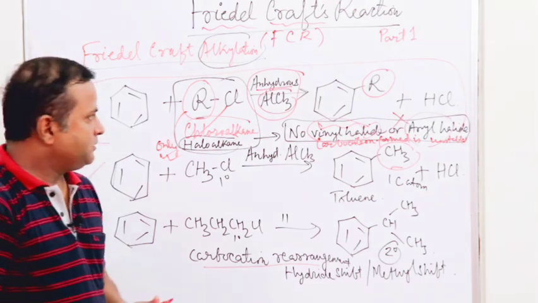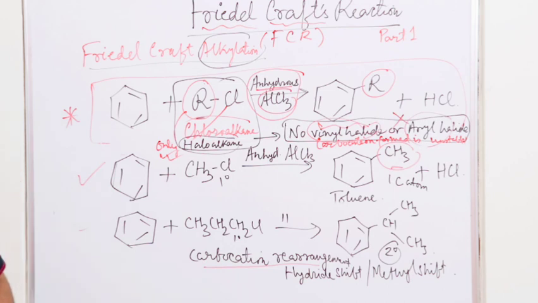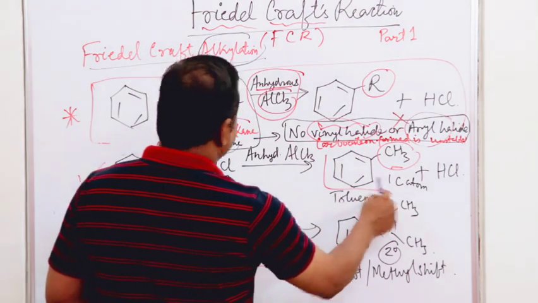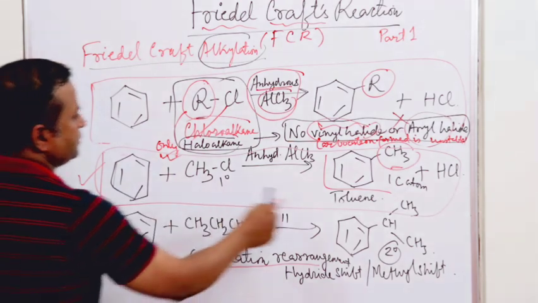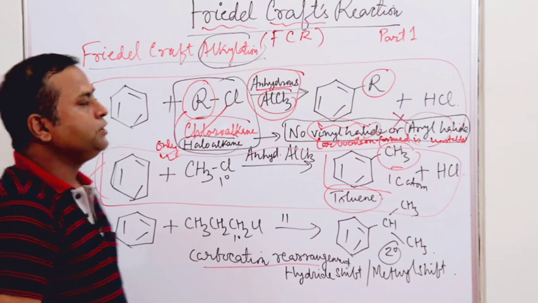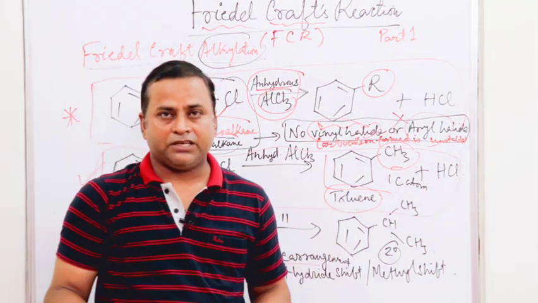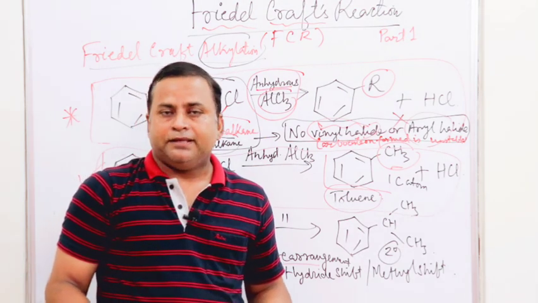So this is the second limitation, rearrangement. Now, also, the product that we have obtained here, like in this example, we have got toluene. Whenever we are carrying out Friedel-Crafts alkylation, the product here is methyl benzene. If we take ethyl group, chloroethane, it will result in the formation of ethyl benzene.